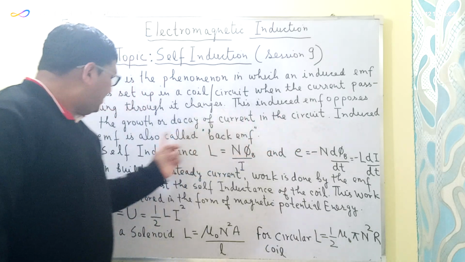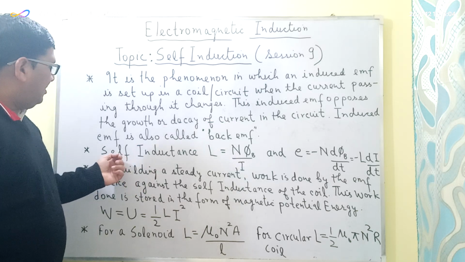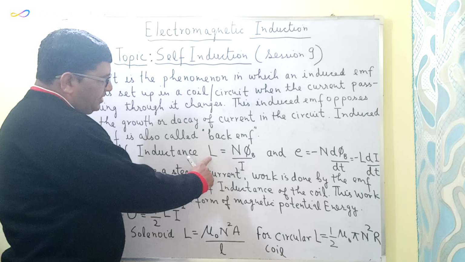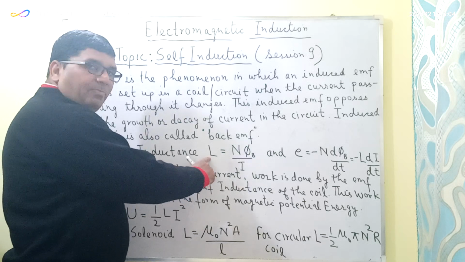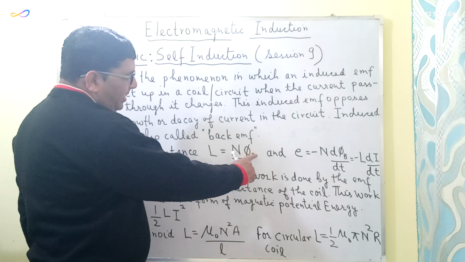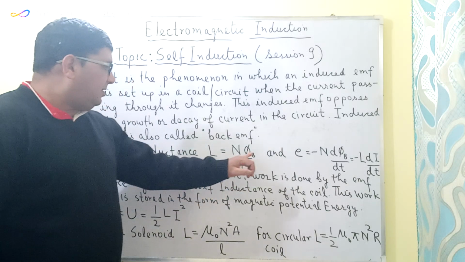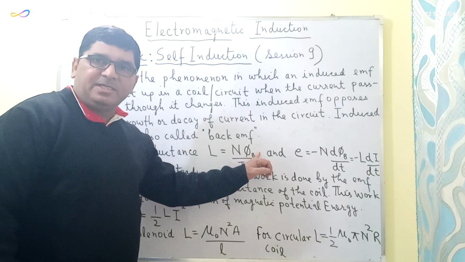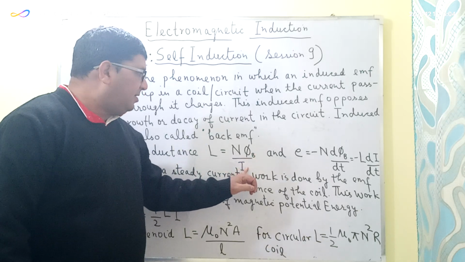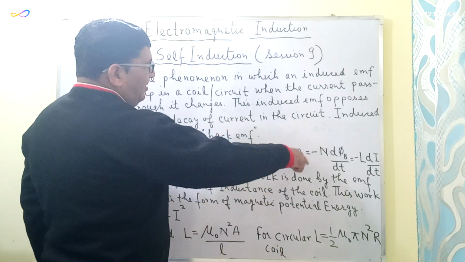The induced EMF is also called back EMF, and the self-inductance of a coil is given by L is equal to N into phi divided by I, where N is the number of turns in the coil, phi is the magnetic flux which is linked with the coil, and I is the current which is flowing through it.